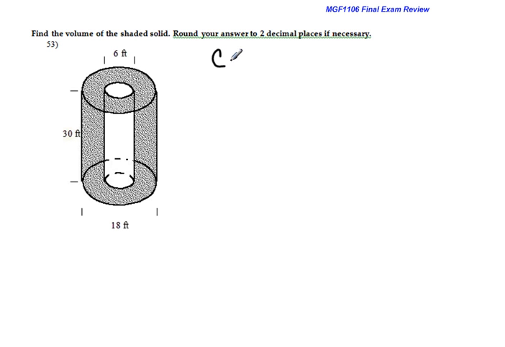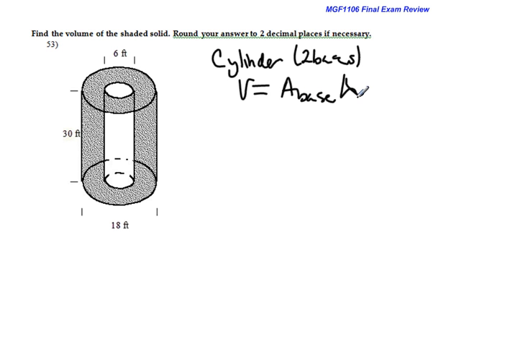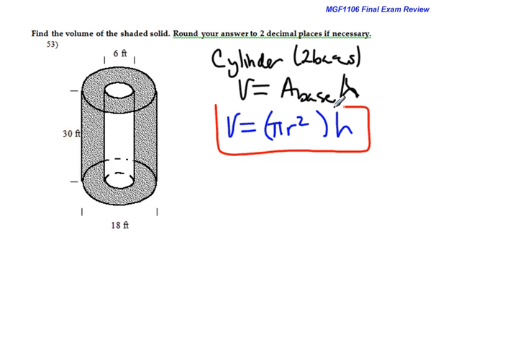Okay. Remember, a cylinder has two bases. So the volume formula is area of the base times the height. The base is a circle, so it's pi r squared times h. That is the formula we're going to use for both shapes in this problem.